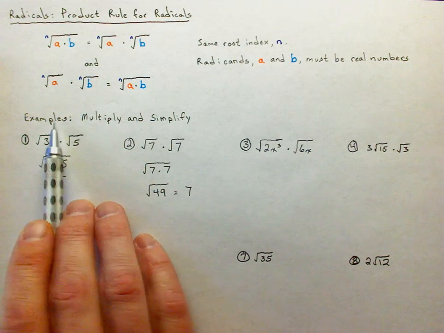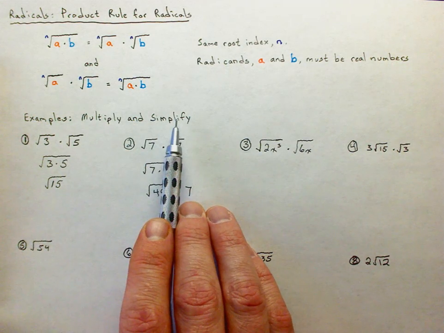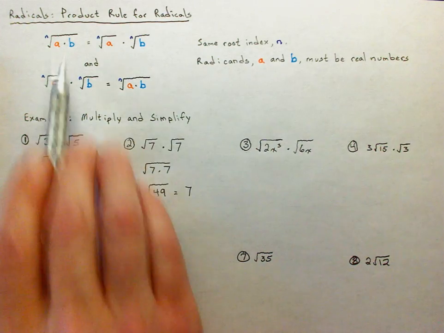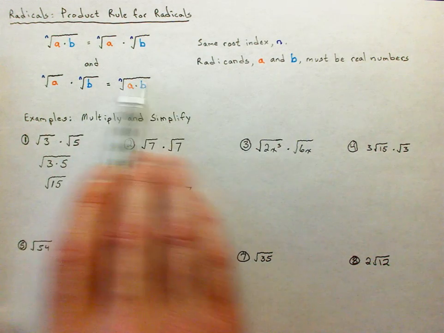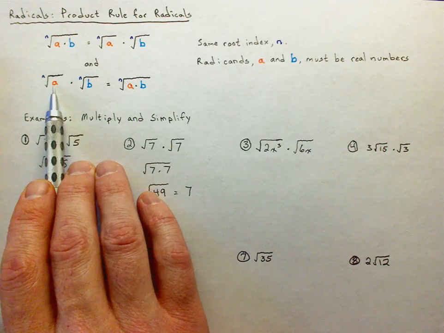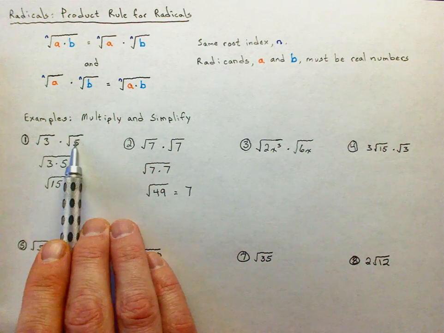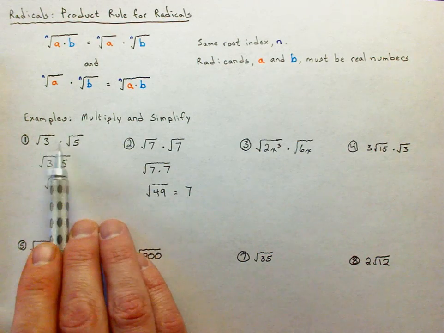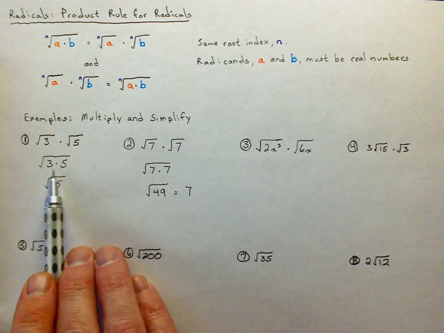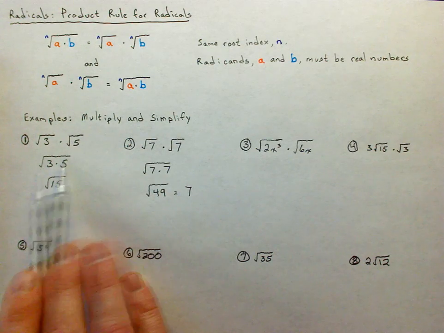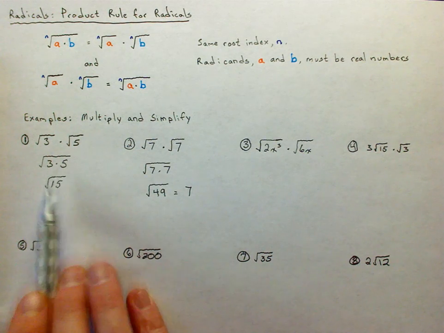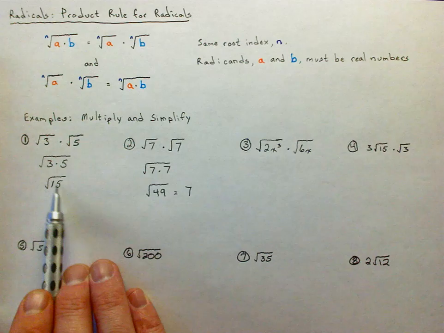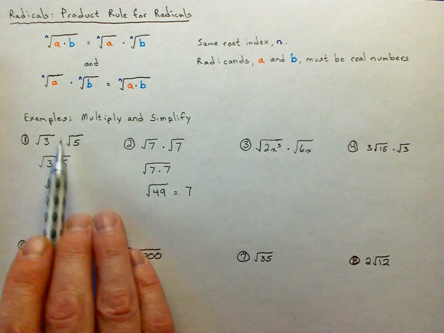So, examples. We're going to multiply and simplify. Here I'm looking at this formula right here. I'm taking two radicals and combining them. So the square root of 3 times the square root of 5 is simply, under the radical, my new radicand, 3 times 5, which is 15. The square root of 15 is the same value as this.